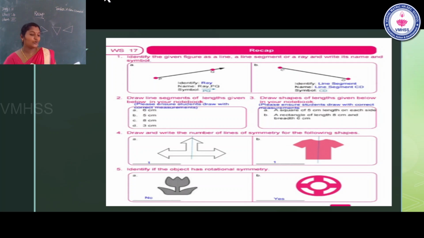Dear children, today's homework, please note it. Take page number 91. First one, worksheet number 16. Draw two objects that have rotational symmetry, and draw two objects that have line symmetry. The first and second questions are homework. Then take page number 92. The second and third sums are also homework, worksheet number 17.